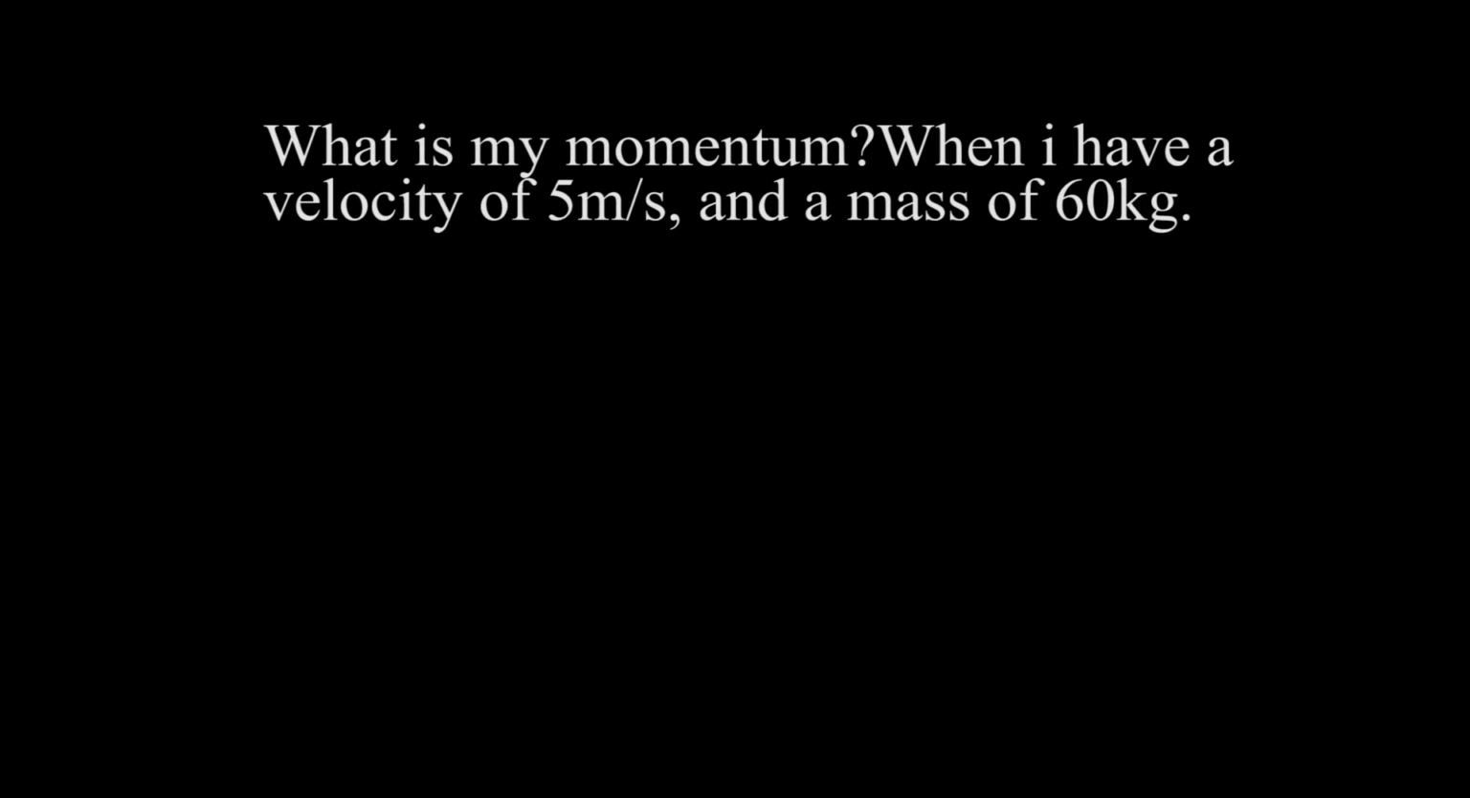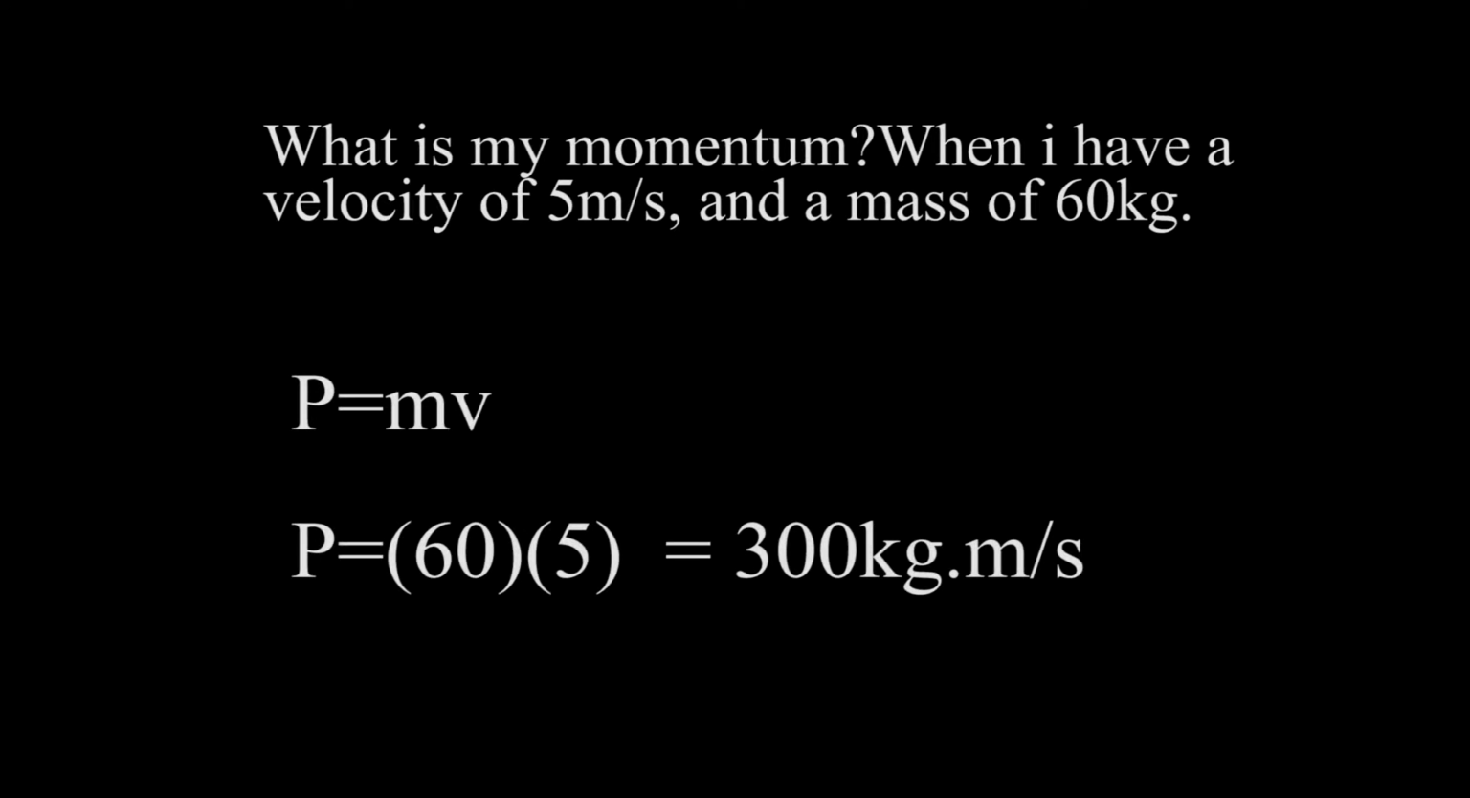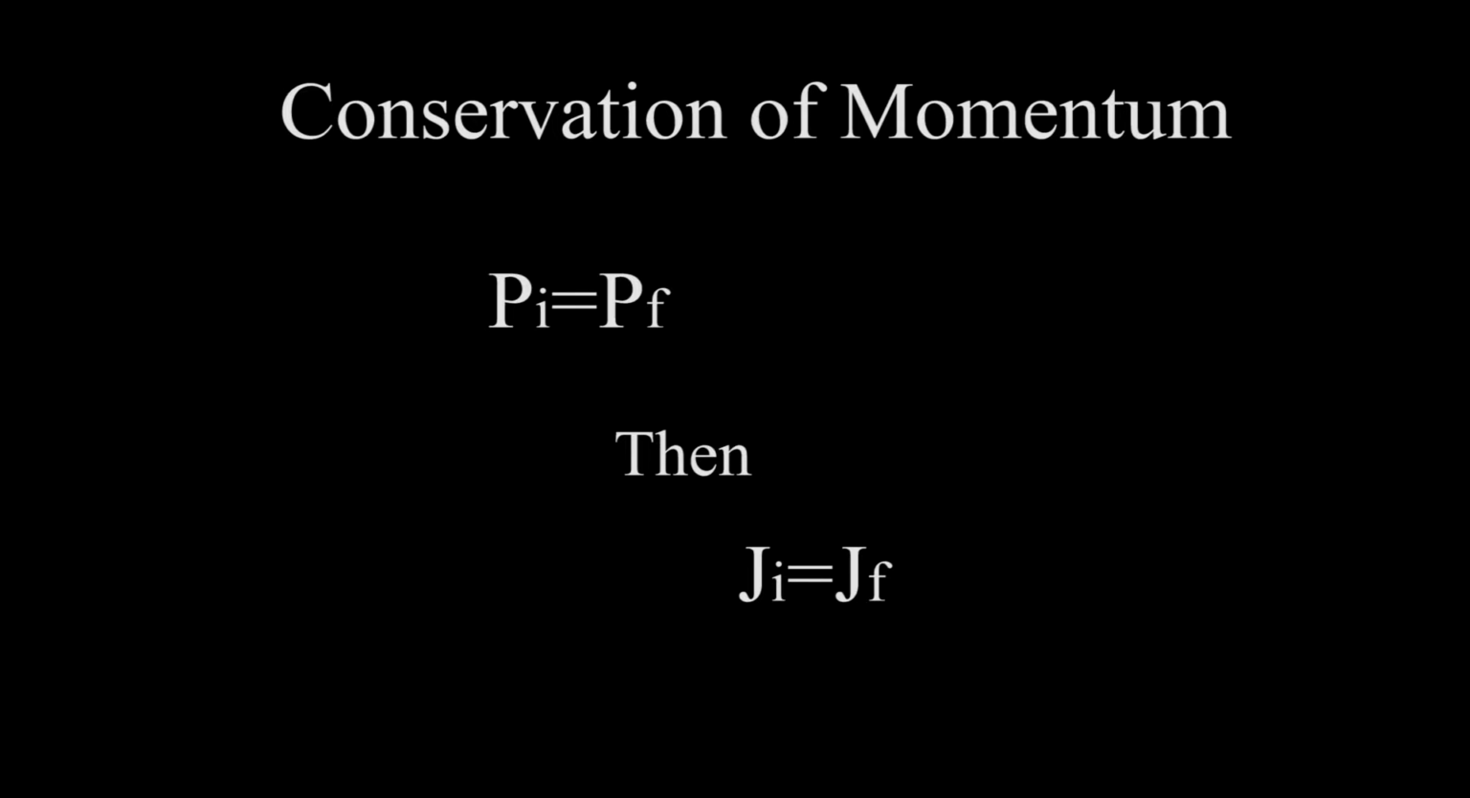So what is my momentum when I have a velocity of 5 meters per second and a mass of 60 kilograms? According to the equation, momentum equals mass times velocity. So if we plug in 60 kilograms for mass and 5 meters per second for velocity, we get 300 kilogram meters per second.